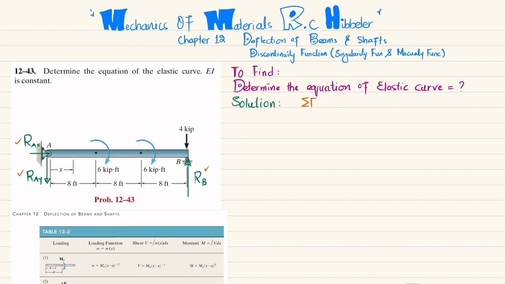The first equation of equilibrium is that the sum of all forces along the x direction must be equal to 0, taking this direction as positive. You can see the only horizontal force is RAX and there is no other force, so I will write RAX is equal to 0. It means the horizontal reaction force is 0.